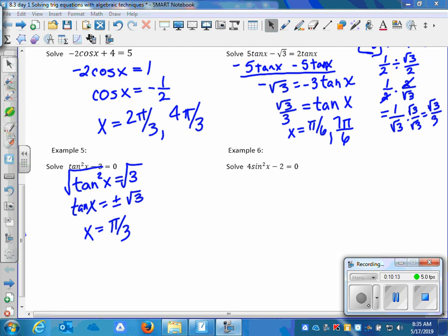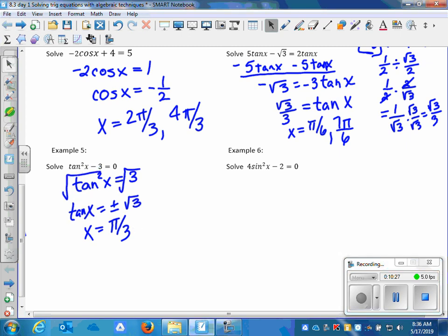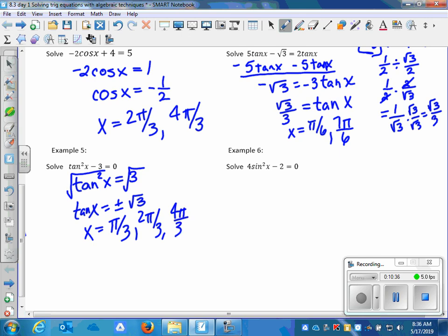All right, example 6. Go ahead and do that one on your own. So pause the video, and when you finish, check your answer. I did forget to write down the rest of the solutions for example 5 that I circled in the unit circle. So that should include 2 pi over 3, 4 pi over 3, and 5 pi over 3.